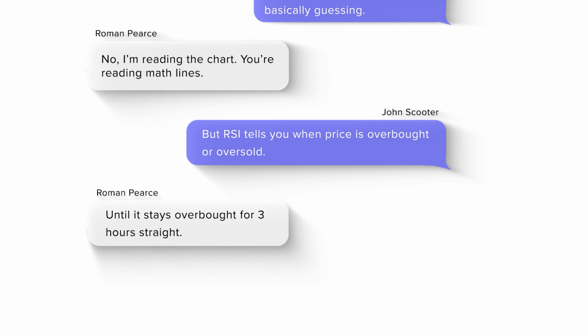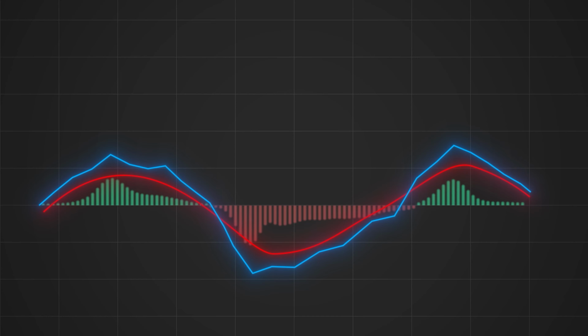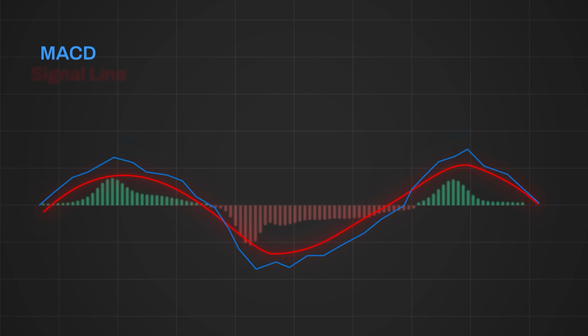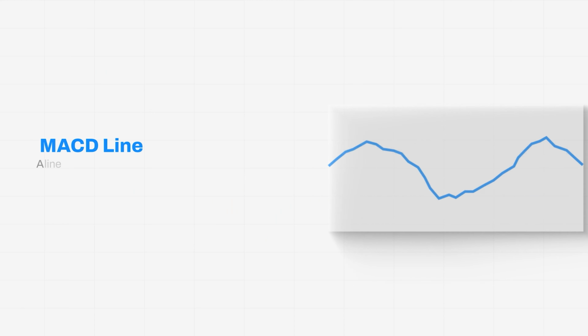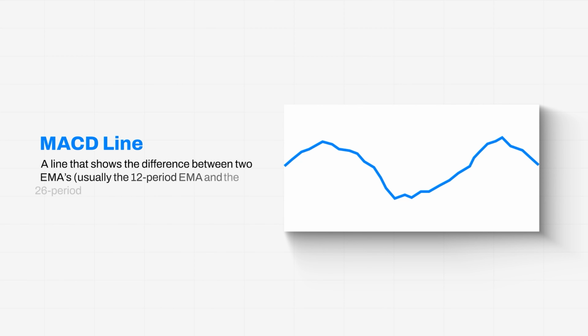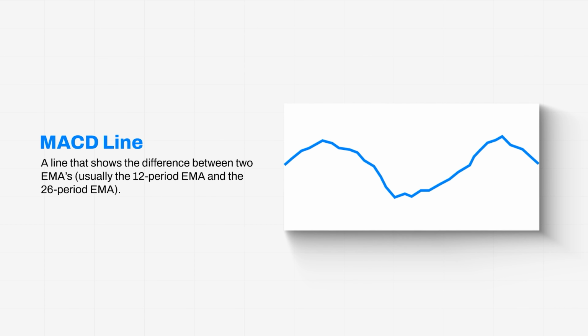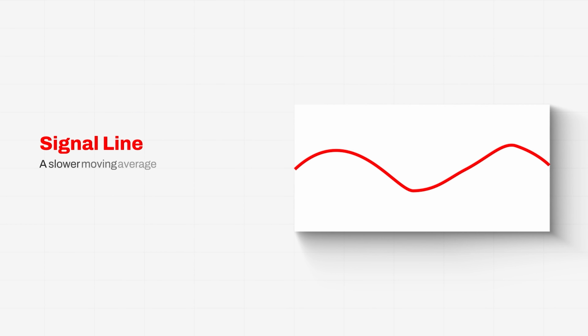Now, that's a lot. But finally, let's talk about MACD, the moving average convergence divergence indicator. It sounds complicated, but it's really just a way to measure the relationship between 2 moving averages and how quickly they're converging or diverging. MACD has 3 components: the MACD line, the signal line, and the histogram. The MACD line is the difference between 2 EMAs, usually the 12 period and the 26 period. The signal line is a 9-period EMA of the MACD line.